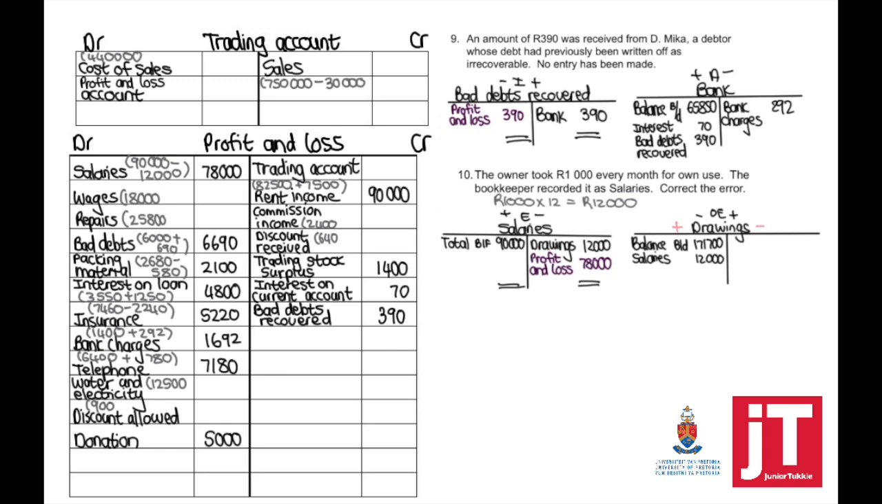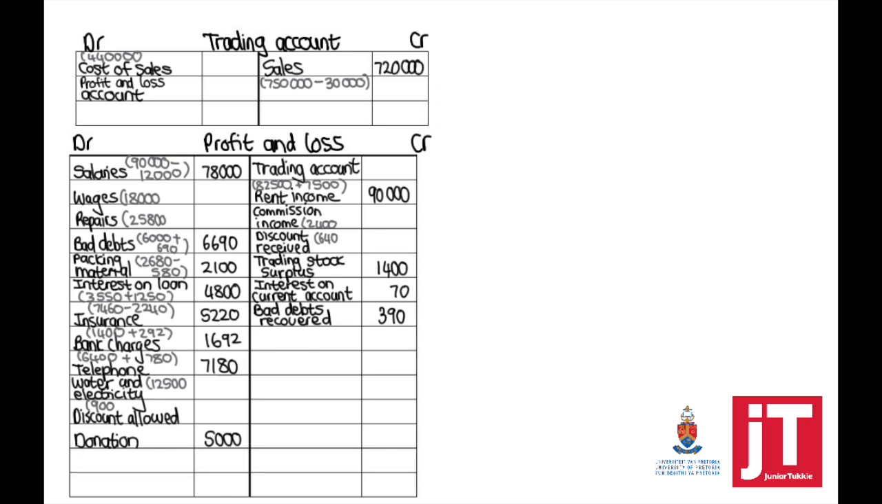For adjustment number 10. Once we've done all the adjustments, we can now close the brackets. We start with the trading account. Sales minus debtors allowance equals the total sales, minus cost of sales means that we can calculate the gross profit, which is taken to the profit and loss account.